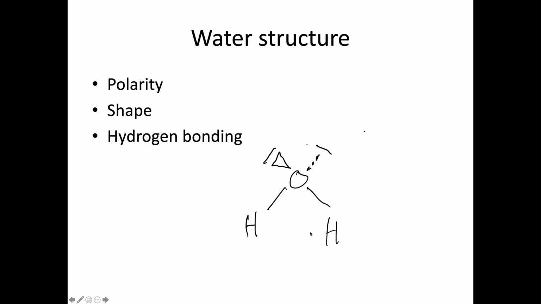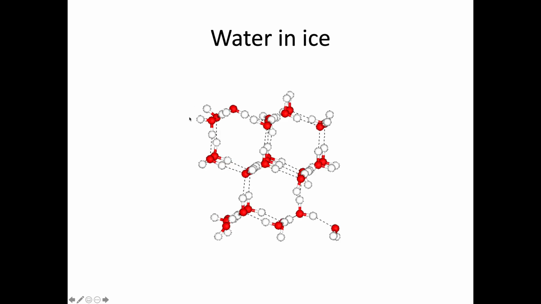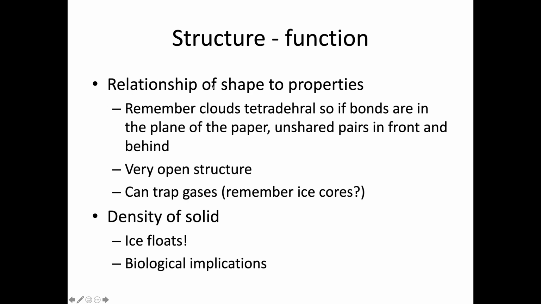That means if these 2 hydrogens are in the plane of the screen, these 2 unshared pairs are actually coming out at you and going behind you. You might want to review your slides on molecular geometry. But it's important to realize that a hydrogen bond is actually going to come out of the screen and behind the screen, sticking to this. Right? So you can see in ice, water forms this really open structure. So we're going to do this slide, and then we'll probably stop and pick up here.